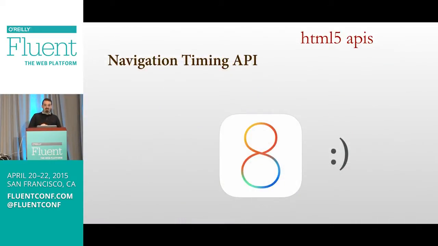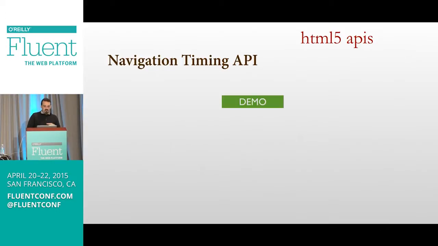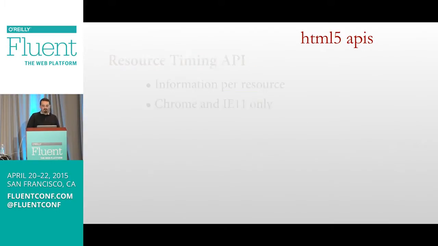Because it was available on iOS 8. However, on 8.1, it was removed. Why? Because of performance issues, okay? And it's not there on 8.3 yet. So unfortunately, it's not there on iOS. Okay, and we can emulate some things on that API because this API, it's about the internals of the browser. So I hope that this API will be available again soon. I will show you the navigation timing API in a minute.